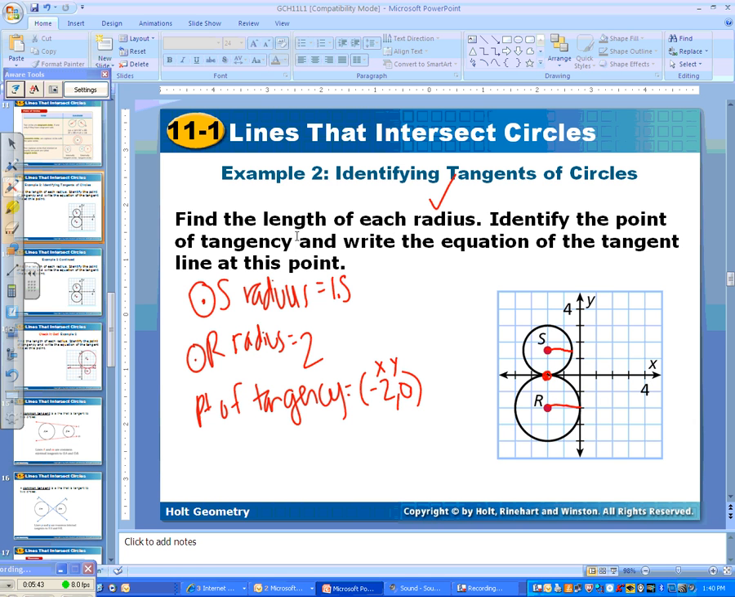And write an equation of the tangent line at this point. So if you imagine this line is right here, this is a horizontal line, so the line will be y equals 0. Okay, if it was vertical, remember it would be x equals whatever. This one would be x equals 3. But they just wanted this one, so that was y equals 0.